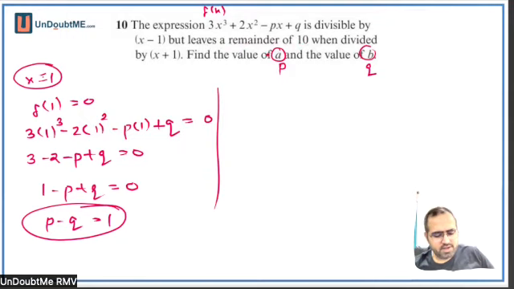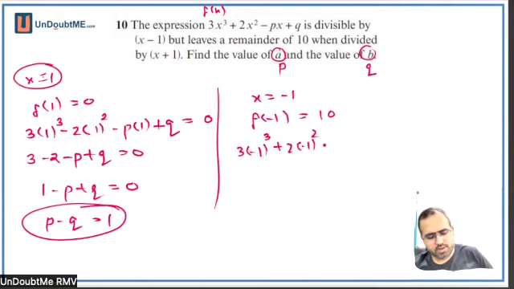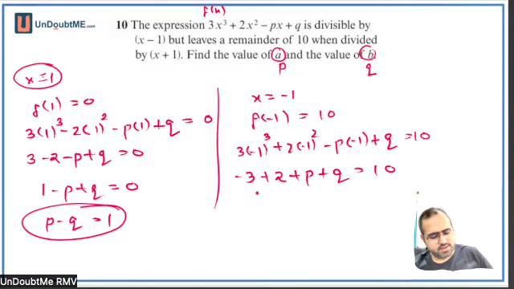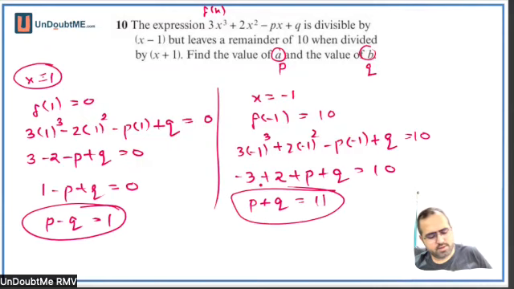But leaves remainder 10 when divided by x plus 1. So x is equal to minus 1 in the function will give me 10. Second equation will come from there. So 3 times minus 1 cube plus 2 times minus 1 square minus p times minus 1 plus q is equal to 10. Minus 3 plus 2 plus p plus q is equal to 10. p plus q is equal to 11. p minus q is 1. Adding both the equations will give me 2p is equal to 12. p will be equal to 6.